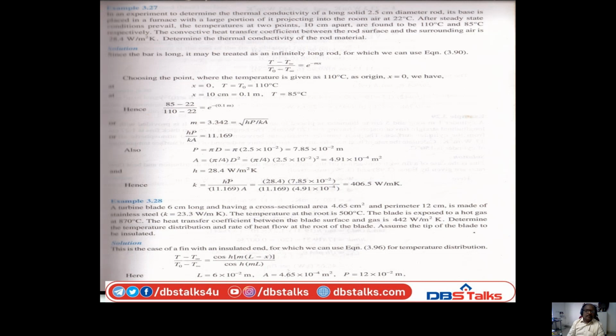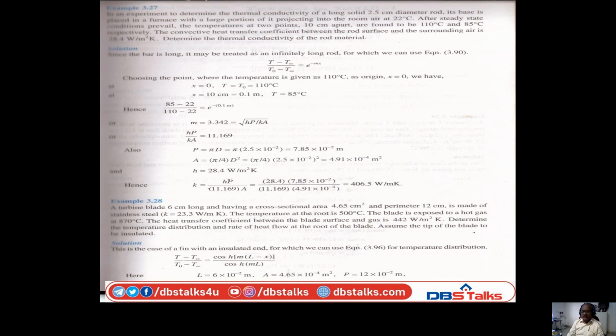By the help of the temperature distribution equation, we can find out the m value. m is nothing but square root of hP by kA. In hP by kA, the K value is what we need to find out. So if we substitute all the others, we get the K value.